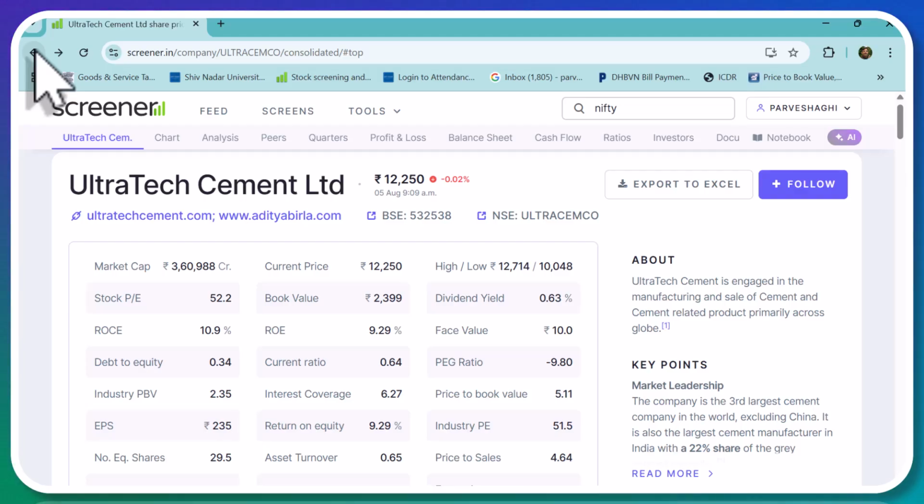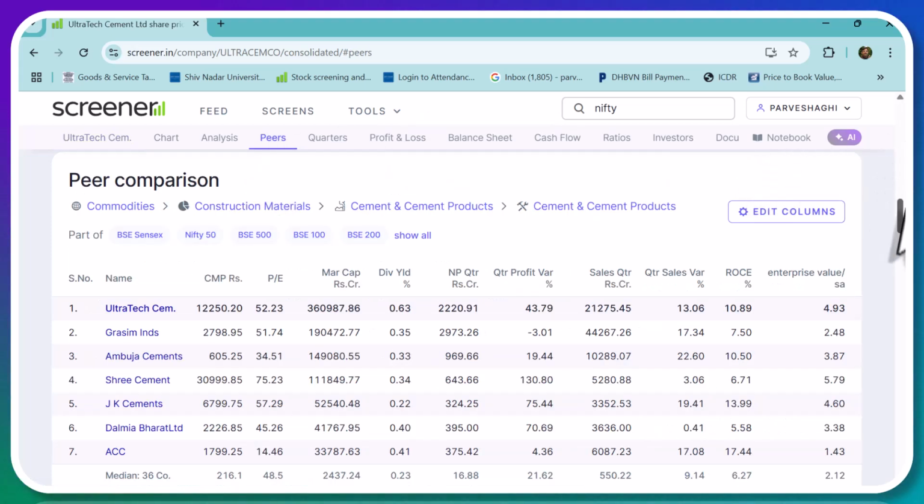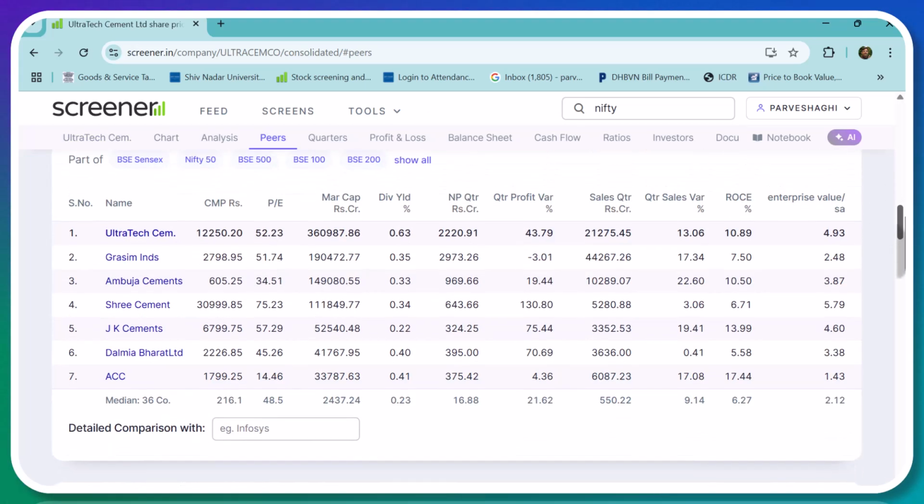Isn't that okay? So if you look at the industry P ratio, it's about 51, and the P ratio of the stock is also 52. It's almost trading at that, so to look at that P ratio, we just go and see here. Now look at this chart. It gives you the 7 companies in India which constitute almost 50% of the market share of India. Now on the top we have Ultratech. Second is which company?